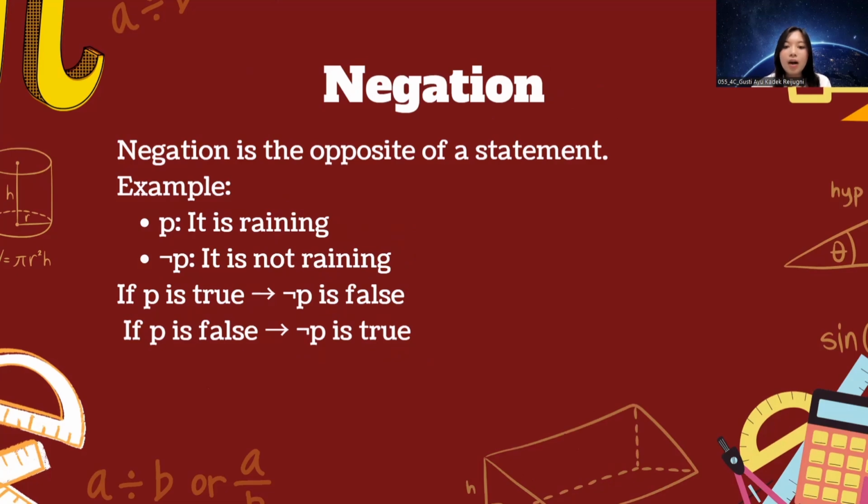First, let's learn about negation. Negation means the opposite of a statement. Look at the example. P is raining, not P is not raining. If P is true, then not P is false. If P is false, then not P is true.